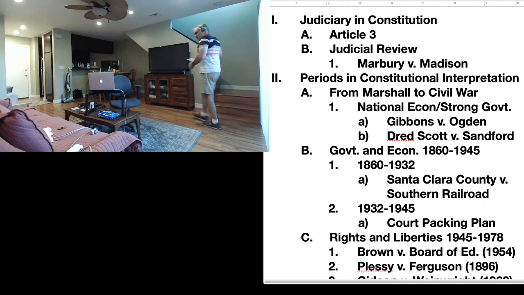So, he gets a case, if you look on the lecture outline, called Gibbons versus Ogden. Okay? What is this case about? Ogden was granted a license under New York law to be the only operator of steamboats on the rivers of New York. Okay? He was given a license to be the only one to operate steamboats on the rivers of New York.